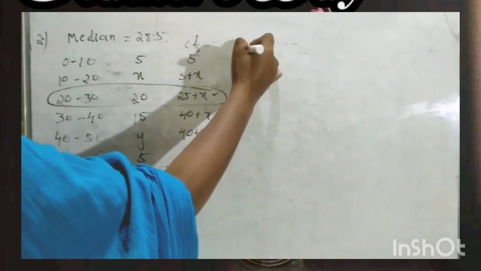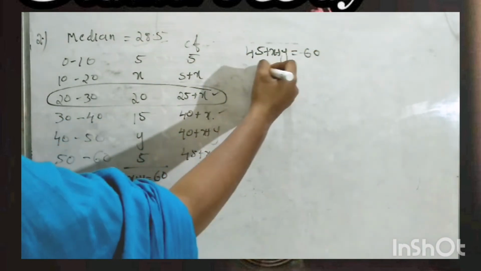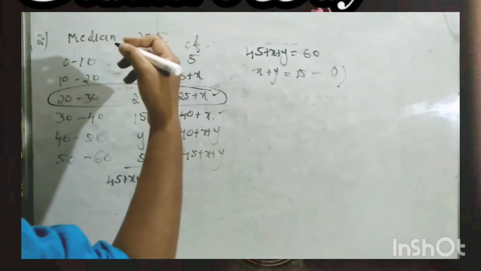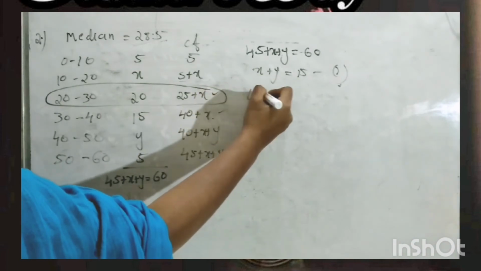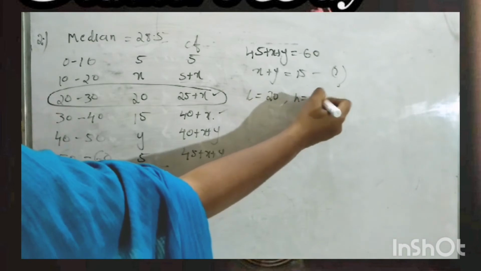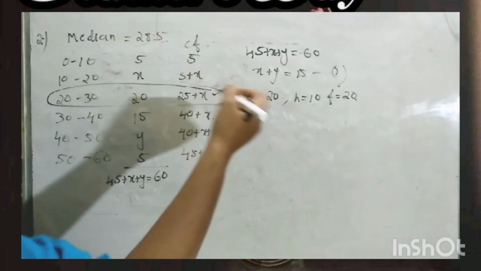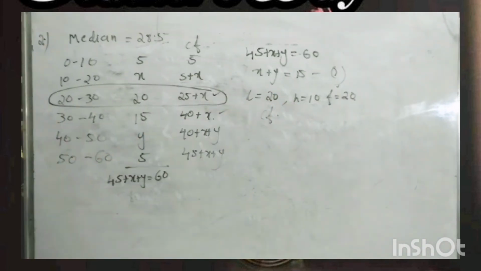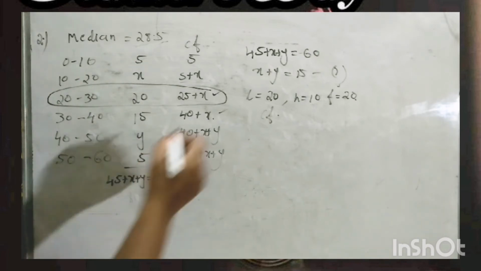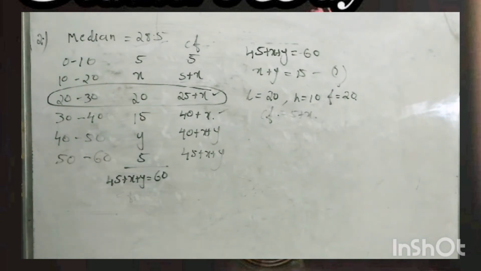The first equation is 45 plus x plus y equal to 60, or we can write x plus y equal to 15. Put it as equation number 1. Now for calculating the median, L is the lower limit of the median class, that is 20, and h is equal to 10. F is the frequency, that is 20, and CF is the cumulative frequency of the class preceding the median class, that is 5 plus x.